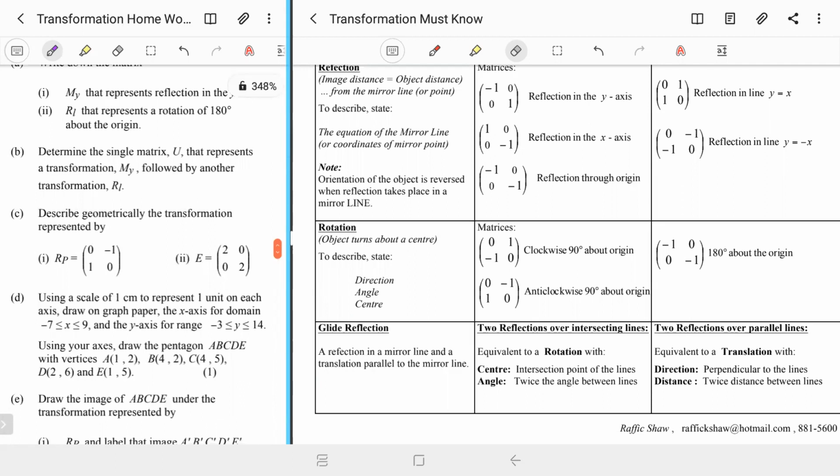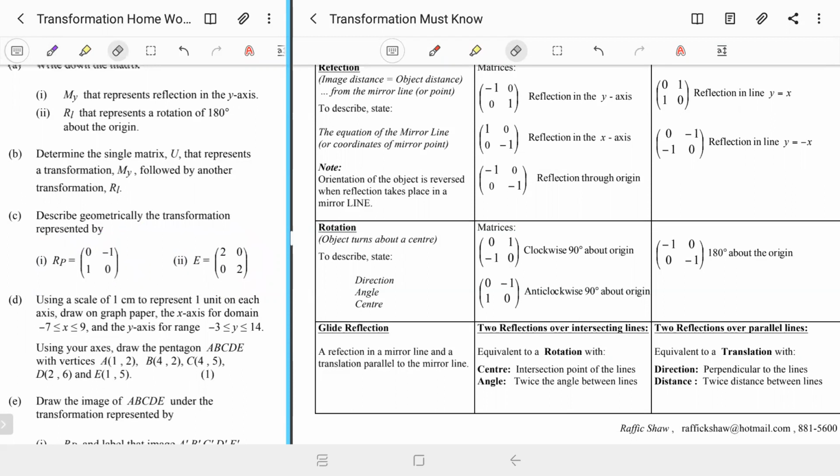See there? The question gives a matrix and asks you to describe geometrically the transformation represented by it. So then they give the matrix and I want to tell them what it is. This is an enlargement of scale factor 2 about the origin. This is a clockwise 90-degree rotation matrix about the origin. So you have to know the matrices. They can give a matrix and ask what they are.